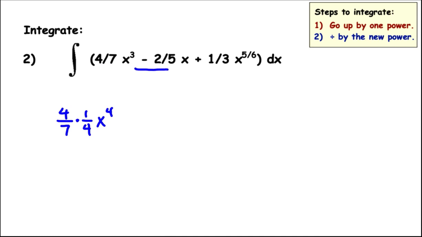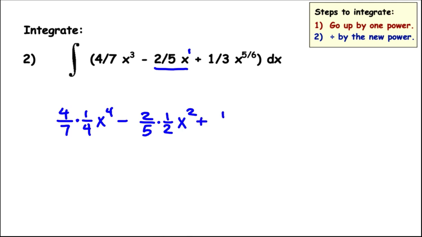All right, let's go to the next term. This will be minus 2/5. Right now it's x to the 1st, so it's going to go up to x squared. Divide by the new power. Again, dividing by 2 is the same as times 1/2. Some canceling is going to occur in both cases.